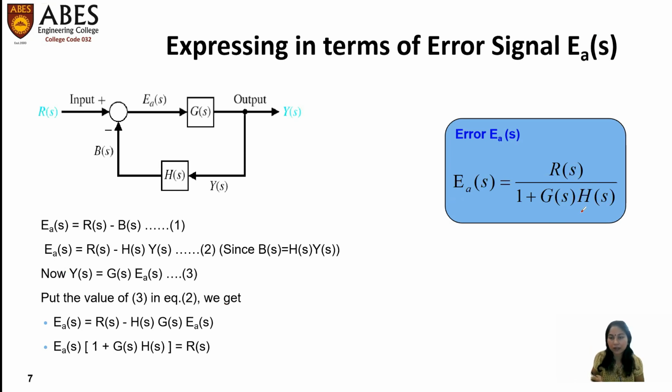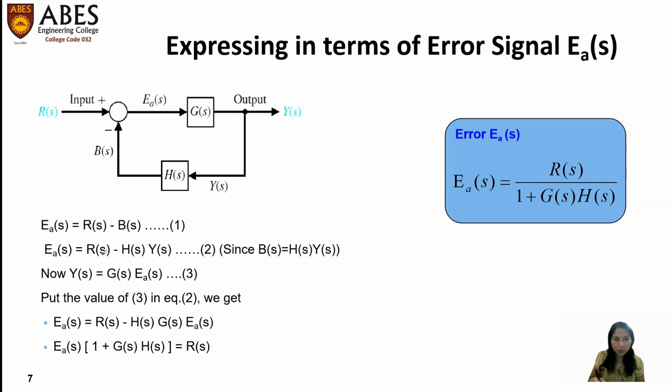Now we will see the expression in terms of error signal. Suppose I want the formula for error signal. So how we will proceed? Just see. ES is the error signal. Again, I have taken the negative feedback system. In this negative feedback system, we are just deriving the formula for error signal. So here, again, we will start with the same method. ES is the summation of RS and BS. So RS is having positive sign, BS is having negative sign. So we will write here ES is equal to RS minus BS.